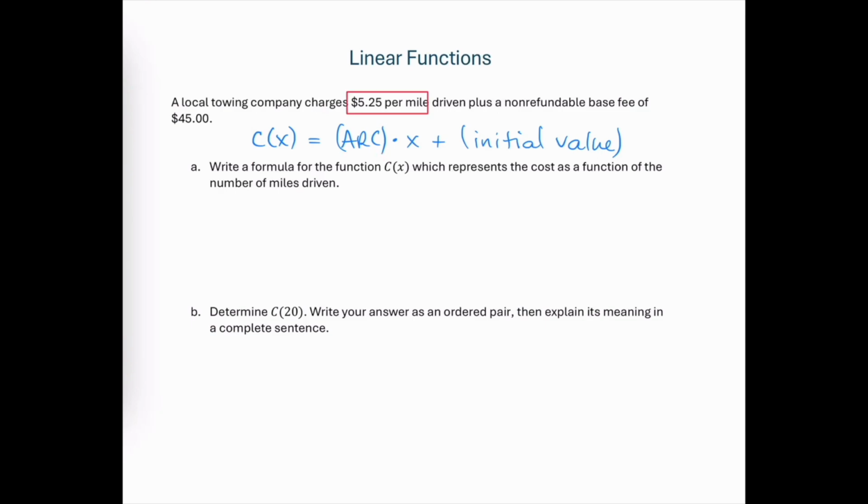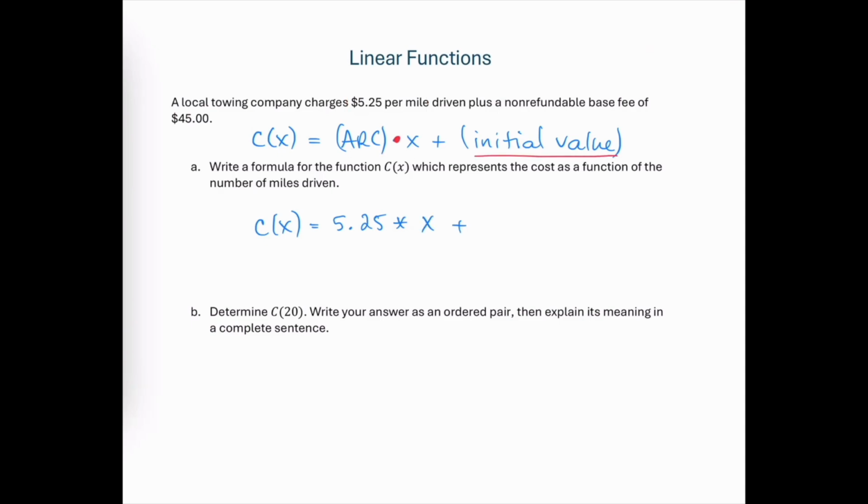In the problem, we see that the company charges $5.25 per mile. So that's going to be our average rate of change, $5.25 per mile that is driven. When we see the word per in the problem, that translates to multiply in the equation. So we'll say our cost is changing by $5.25 per, which means multiply, every mile.